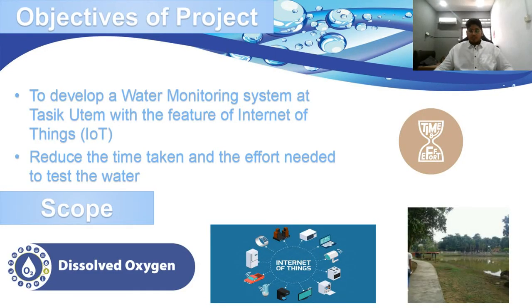As for the objectives of this study, there are mainly two objectives that I have come up with. The first objective is to develop a water monitoring system at Tasik UTeM with the feature of Internet of Things. This is where I have to come up with a system where a dissolved oxygen sensor could be mounted to a computer board, in this case a Raspberry Pi, which I can connect directly to Internet of Things, and where I can monitor the dissolved oxygen level in our water, including the biochemical oxygen demand of the water, from anywhere with any device that can connect to the internet. This also allows for the data to be stored in the clouds.